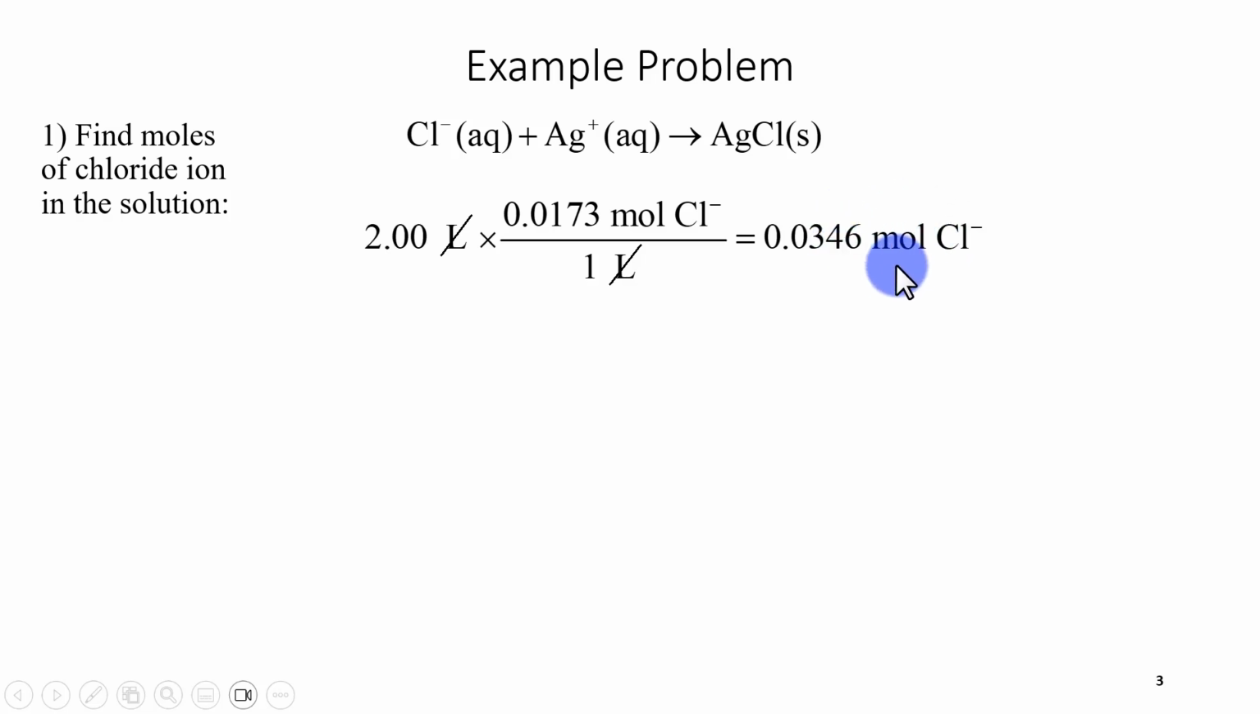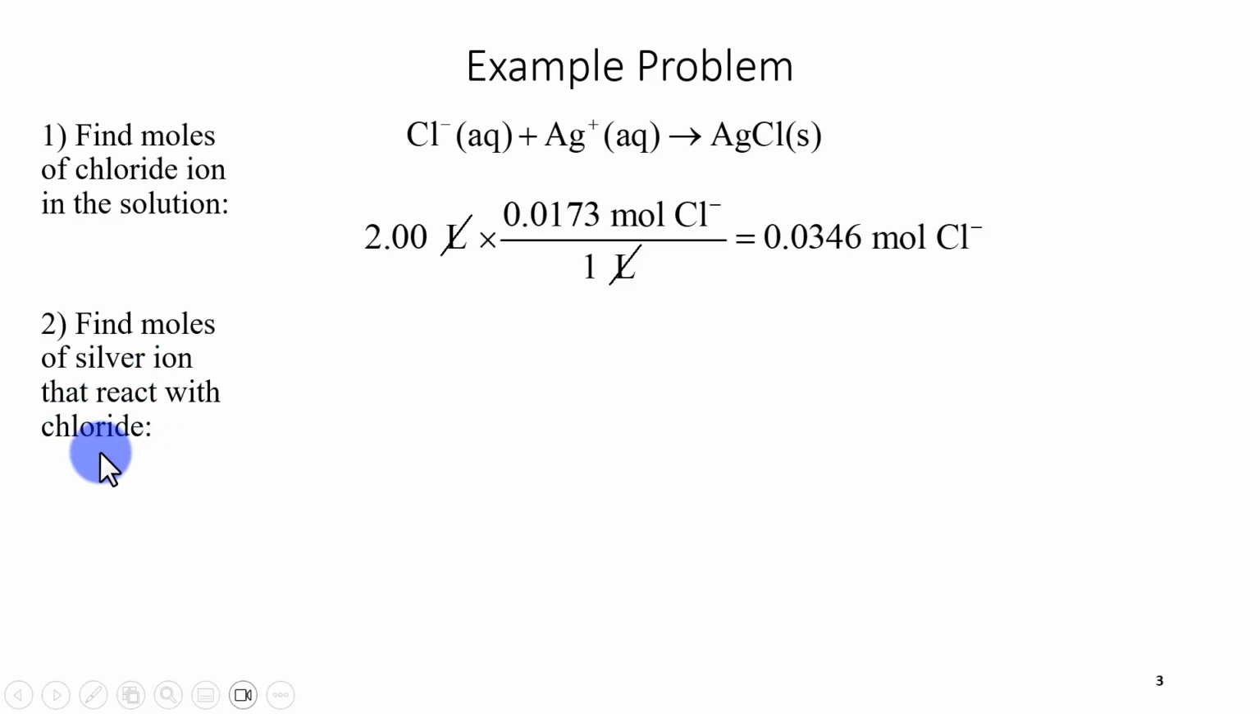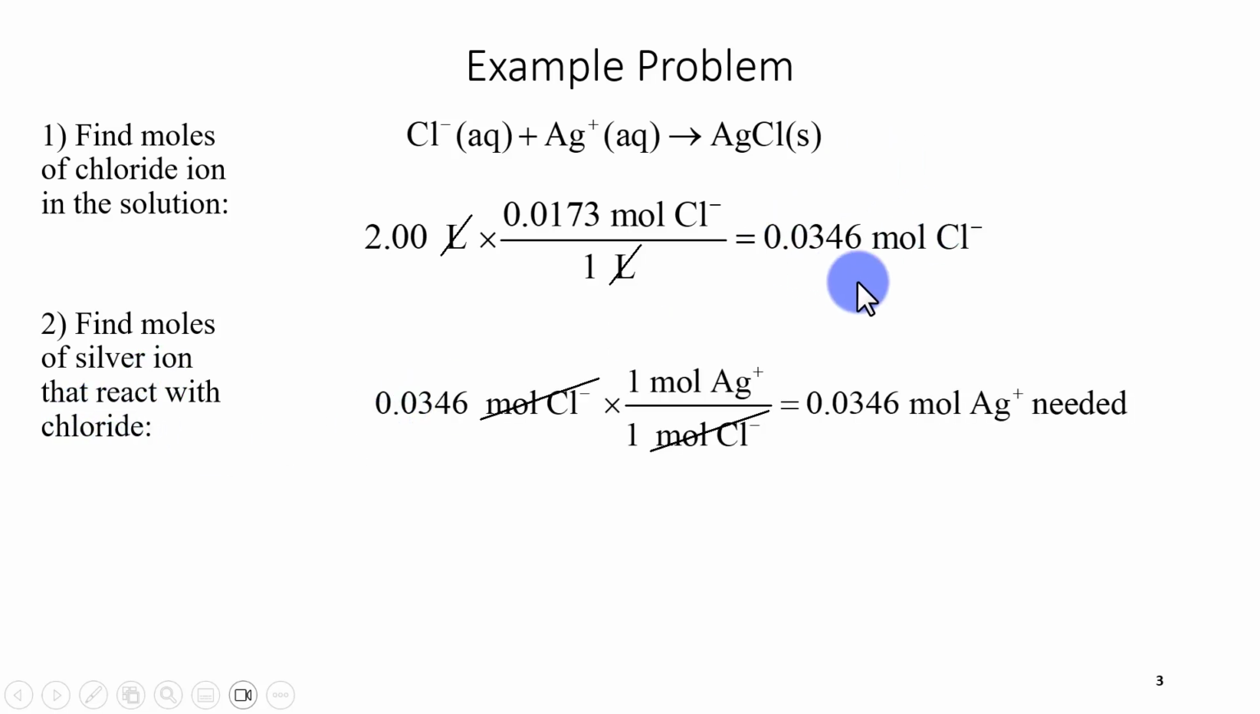Now that I have this amount in moles, I can go back up here and use molar ratios to convert to moles of silver. So find moles of silver ion that react with the chloride. Start with the amount you're given, 0.0346 moles of Cl- multiplied by, it's a 1-to-1 ratio, so 1 mole of silver plus for every 1 mole of chloride minus. Chloride will cancel, leaving me with moles of silver, which is 0.0346 moles of silver plus needed to precipitate this much chloride.